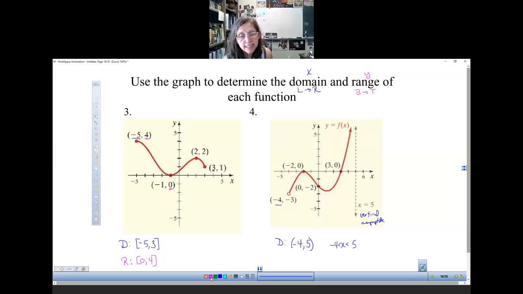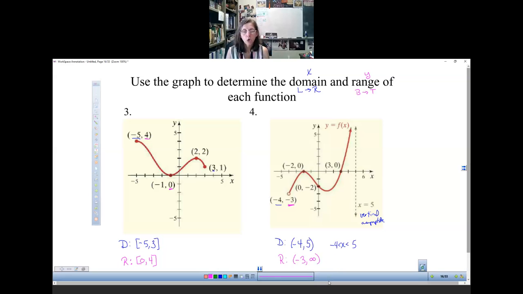All right, so the second part of this talks about the range. The range is the y values, okay? And so as I'm moving up my graph, the very first point I run across is this one. Even though it's an open circle, it is the smallest y value, so we do start at -3. And it just keeps getting larger and larger, and so it's going to be -3 to infinity.